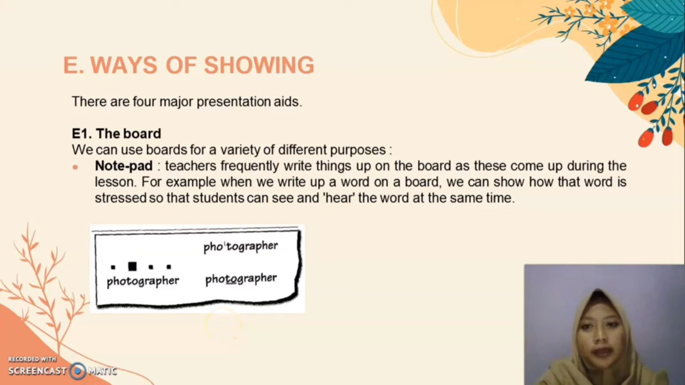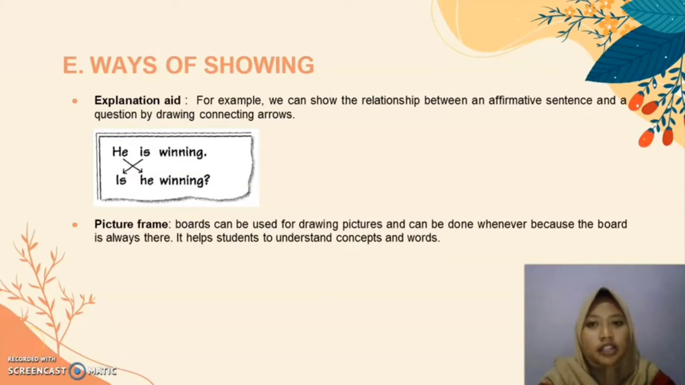The first is notepad. Teachers frequently write things up on the board as these come up during the lessons. For example, when we write up a word on a board, we can show how that word is stressed so that students can see and hear the word at the same time. We can sketch in intonation tones, or underline features of spelling too. The second is explanation aid. Boards can be used for explanation too. For example, we can show the relationship between an affirmative sentence and a question by drawing connection arrows.